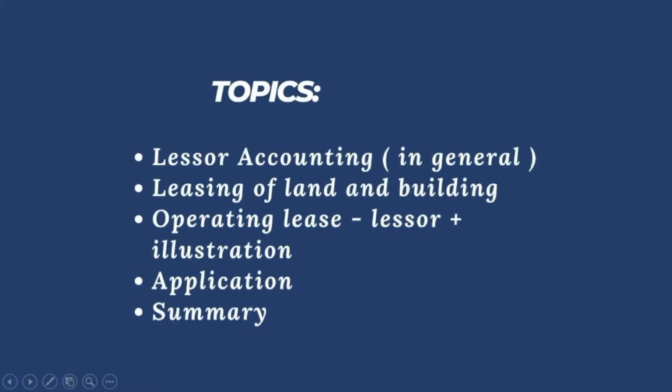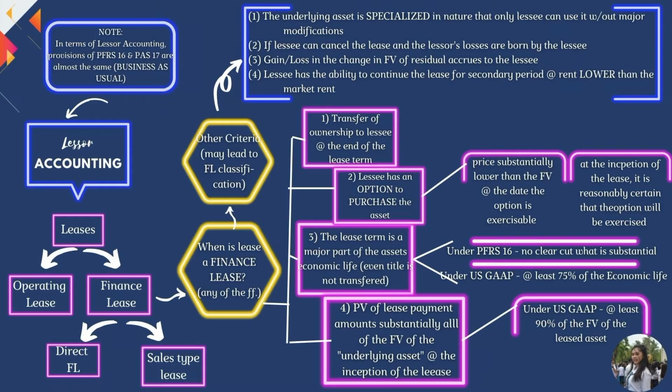So, for you to have a guide, we broke down the discussion, and here are the topics we will discuss. We have lessor accounting in general, leasing of land and building, operating lease on the part of the lessor, plus illustration, and then the application, and the summary. So, we will start first with lessor accounting, meaning how the lessor accounts for leases.